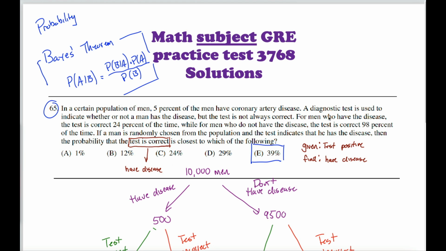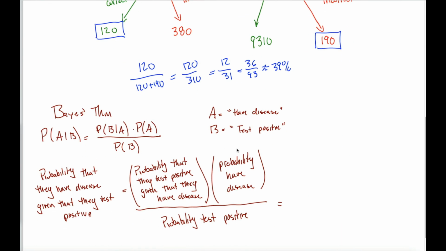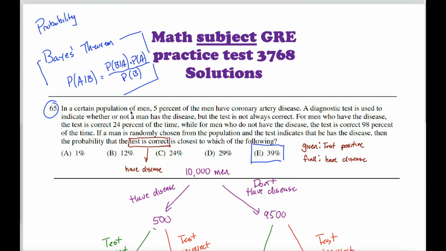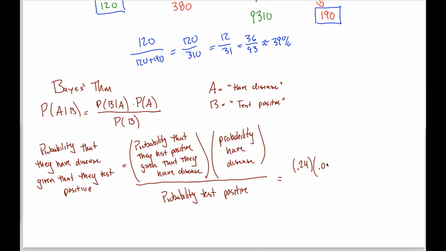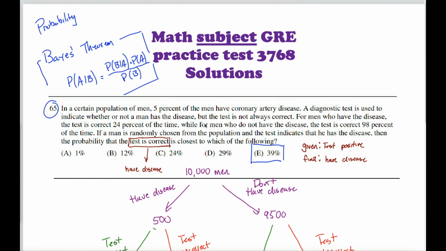Well, it says right here that for men who have the disease, the test is correct 24% of the time. A correct test, if you have the disease, would mean that you tested positive. This probability is 24%. What's the probability that they have the disease? That's given right at the start here. 5% of men have the disease, so that probability is just 5%. And then finally, what's the probability that they test positive? Well, that one's a little bit trickier.